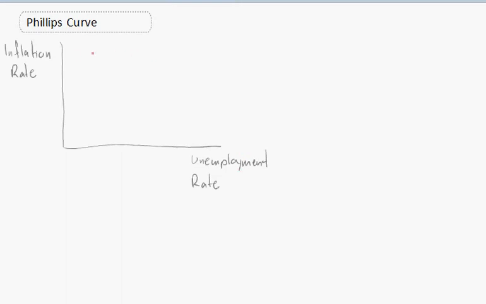Now the Phillips curve looks at the relationship between the inflation rate and the unemployment rate, because this is in essence a trade-off that the government has to take. They have to choose between high inflation or high unemployment. And so the Phillips curve in the short run is a downward sloping curve that looks like this.